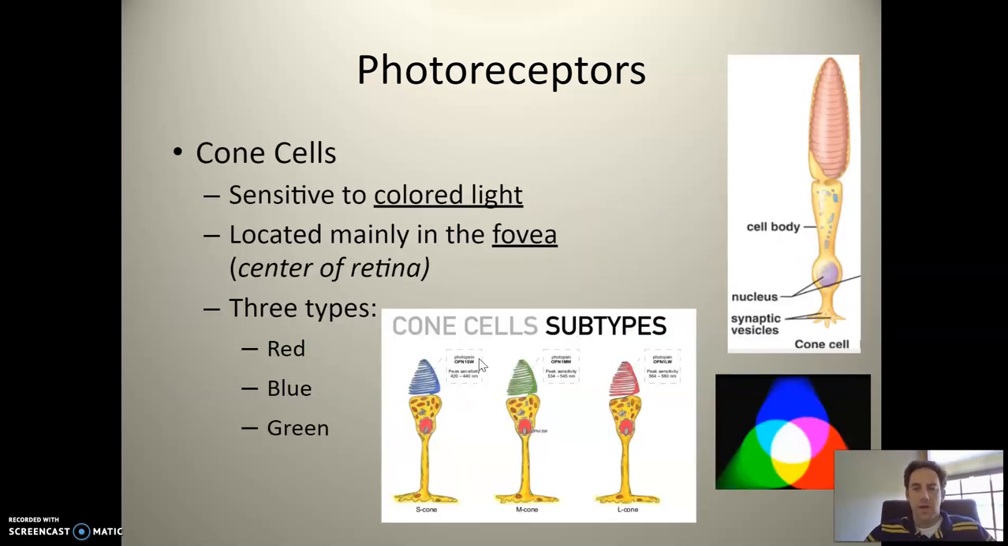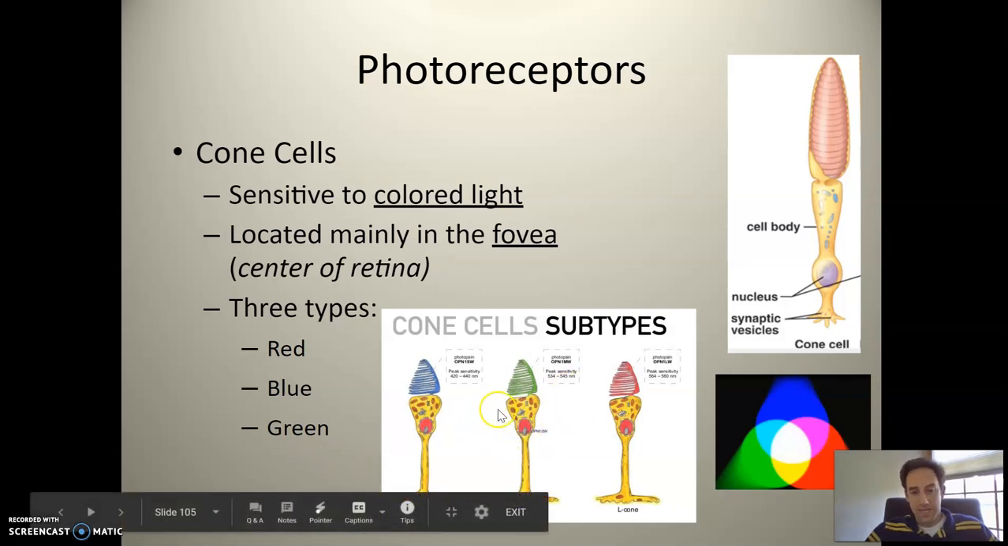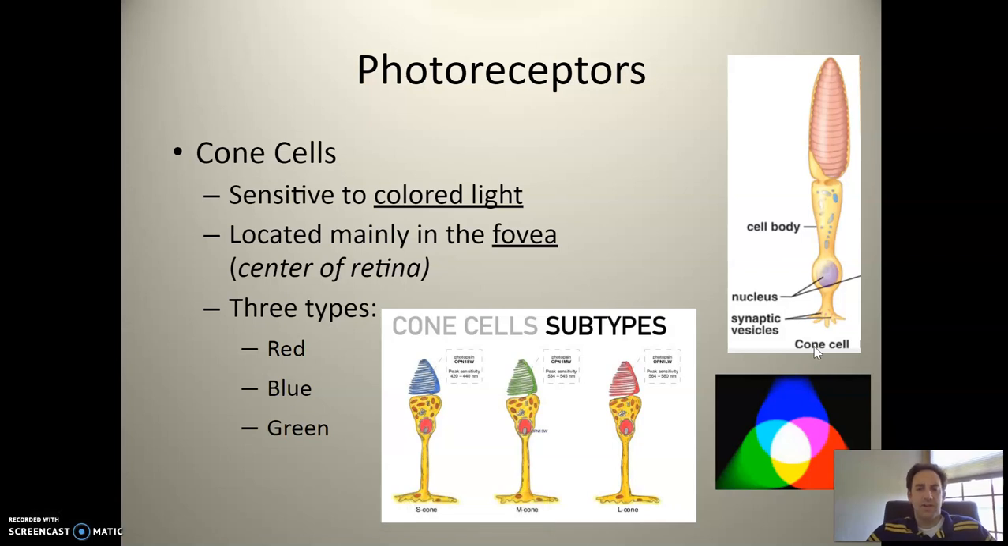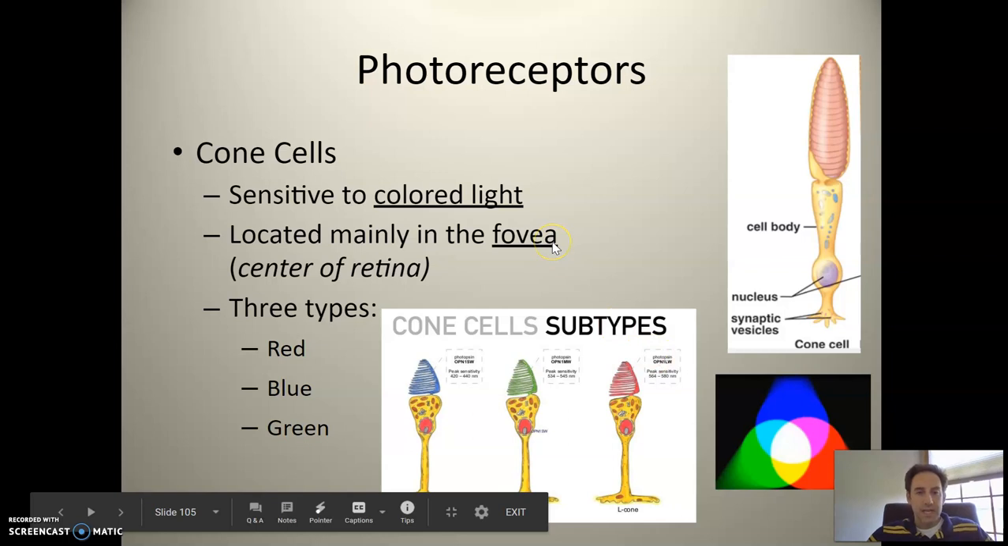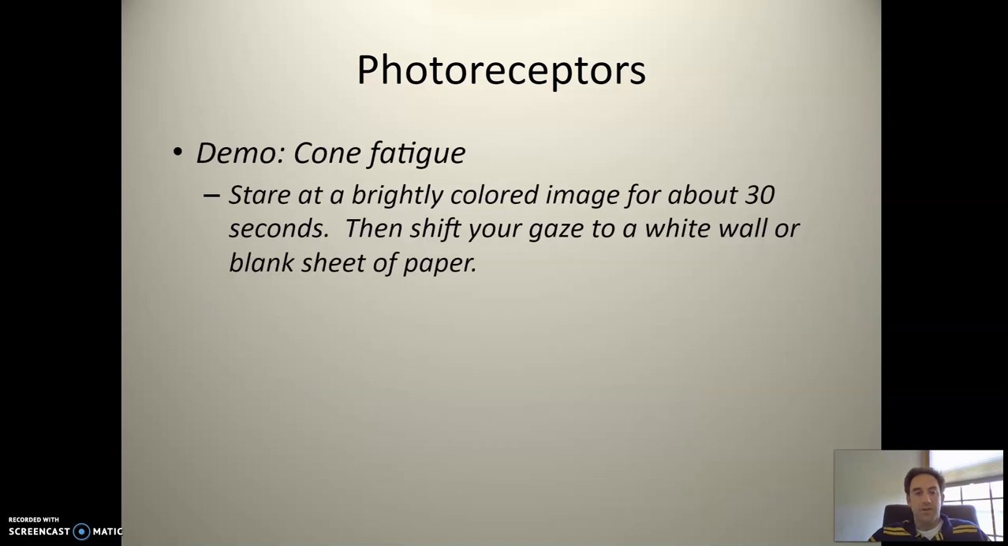The cones are cone-shaped, and they're sensitive to colored light. These are located mainly in the fovea, which is the center of the retina, and there are three types: red, blue, and green. These are actually the primary colors for light, meaning if you combine red, blue, and green in different ways, you can get all the other colors of the rainbow. When you're dealing with paint, the primary colors are red, blue, and yellow, but with light, it's different. It's actually red, blue, and green. So you have three types of cone cells sensitive to three main primary colors.